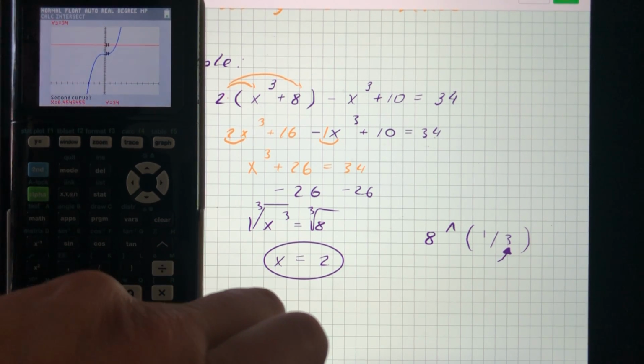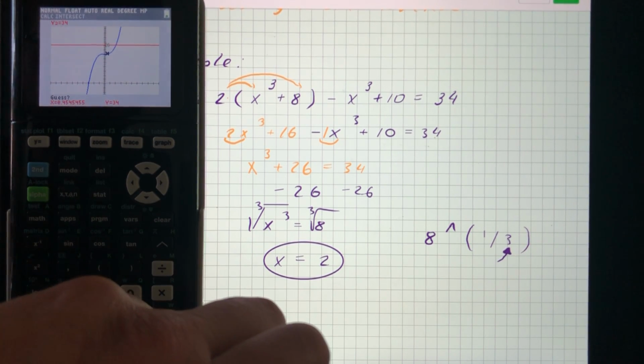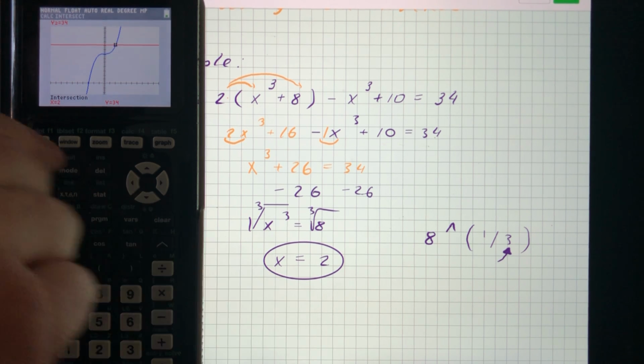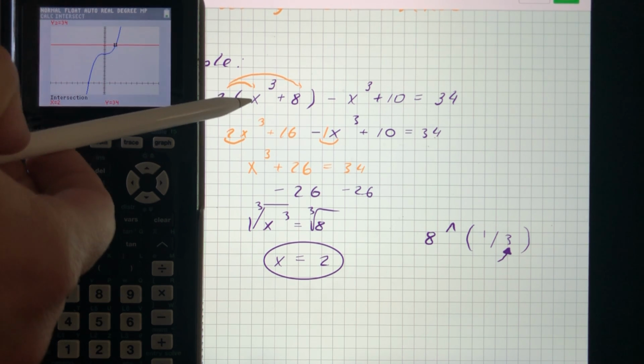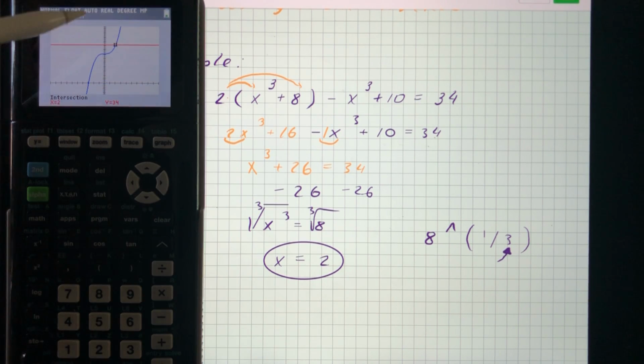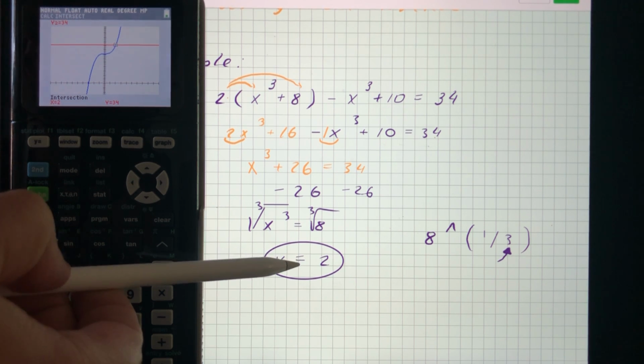First curve, enter. Second curve, enter. Enter again. So the answer is 2. We can see that when x is 2, the answer is 34, which confirms that our solution is correct.